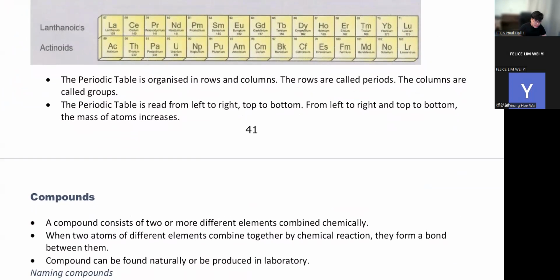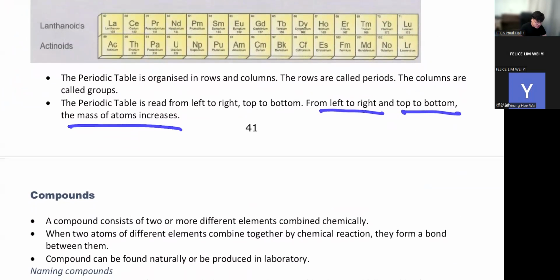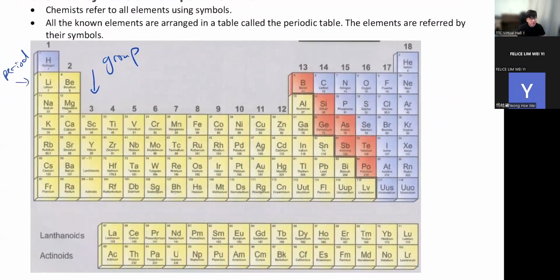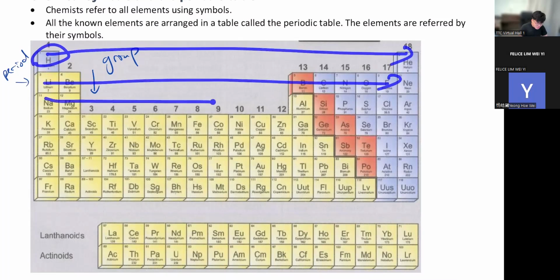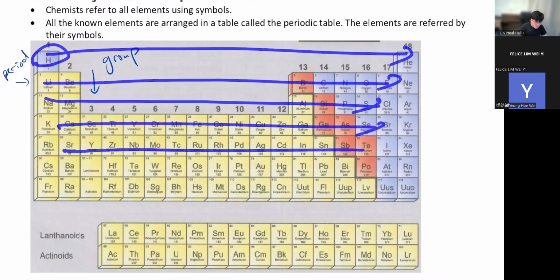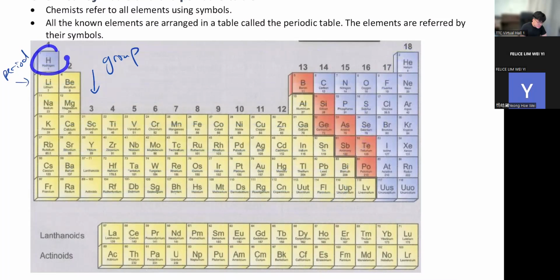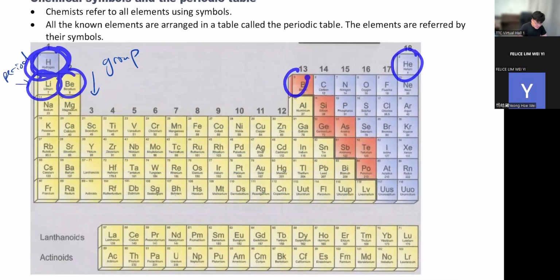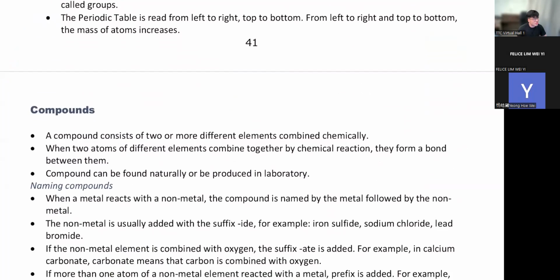As you go left to right and top to bottom, the mass of atom increases. Guys, listen, reading your periodic table is like reading a book. You read from the top left to the right to the bottom. You read it row by row, left to right. So this is the lightest. This is number 1, number 2, number 3, 4, 5, 6, 7, 8, 9, 10, 11, 12, and so on. So you need to know this.